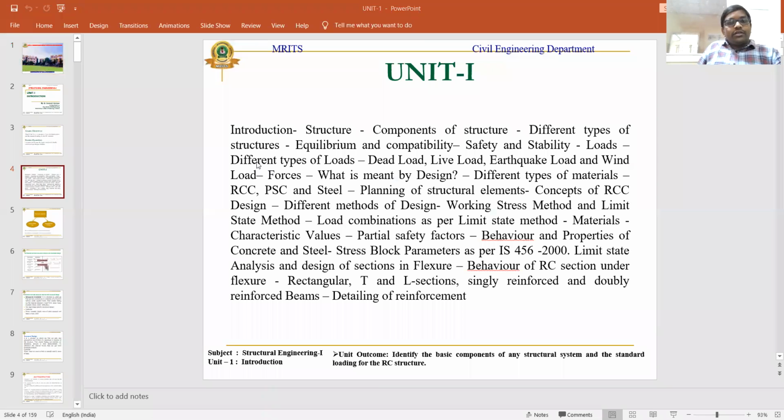Here we have the introduction to RCC. We are going to discuss what is meant by RCC and what is meant by plain cement concrete, and what guidelines we use for designing RCC structures. In addition, we will discuss the different grades of concrete, what the mixture of concrete is, the different shapes and sizes of aggregate, and the tests used for finding the compressive strength of concrete.